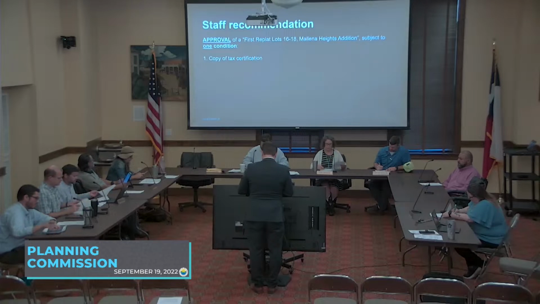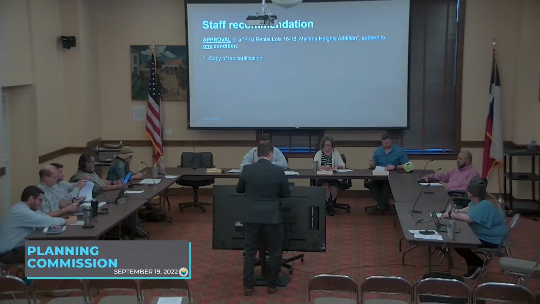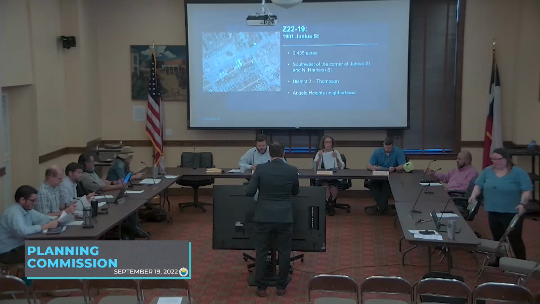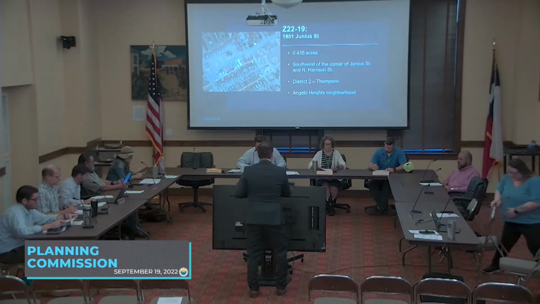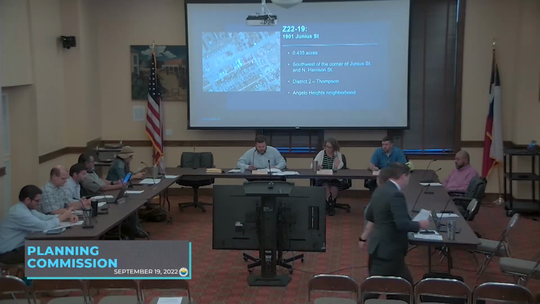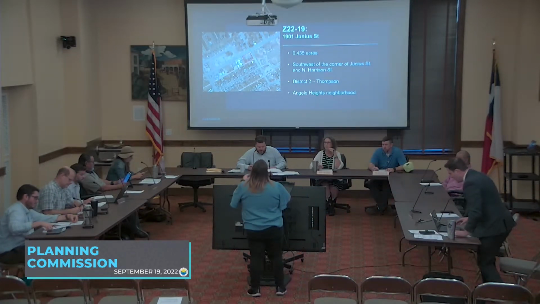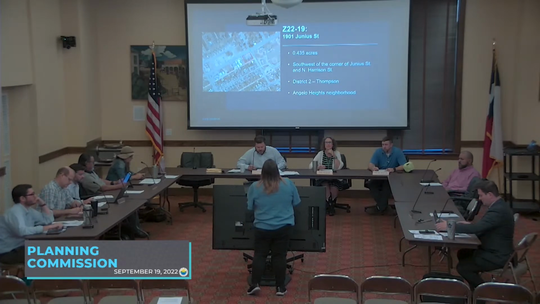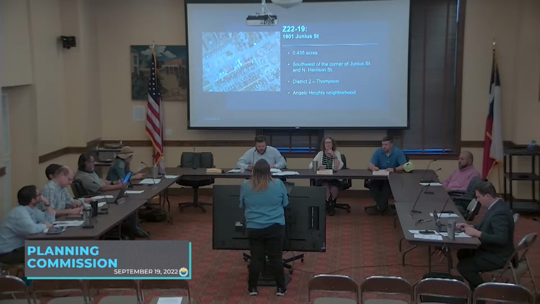6-0. All right, regular agenda. Rezonings. The city council has final authority for approval of rezonings. Item A, Z 2219, 1901 Junius Street. A request for approval of a rezoning from the single-family residential zoning district to the neighborhood commercial zoning district, being .435 acres located at 1901 Junius.